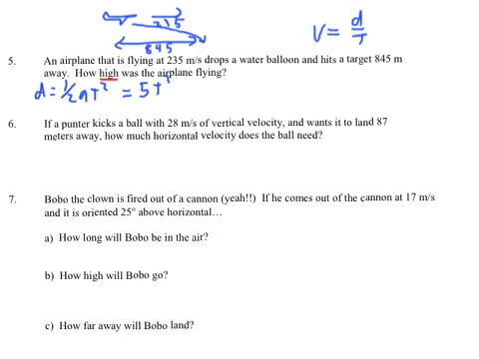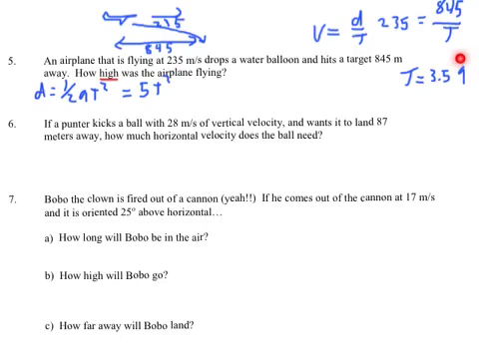So let's see what we've got here. We've got a velocity of 235 meters per second. We have a distance of 845 meters divided by the time we want to know. So anytime I'm solving for a variable in the denominator, I swap these two values. So that gives me a time value. In this case, the time is 3.59 seconds. 3.59 seconds is how long it will be in the air.